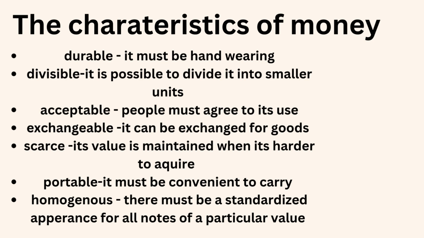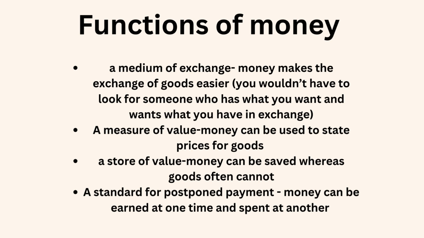So, now they are the functions of money. Here are the functions of money, which would include a medium of exchange. Money makes the exchange of goods easier and makes barter unnecessary. A measure of value. Money can be used to state prices for goods. The function of a measure of value solves the problem of barter, which is an exchange rate. Remember, an exchange rate is where they had the issue of weighing their goods to say, okay, this crate of eggs is equal to that loaf of bread. Well, by money being a measure of value, it solved that problem.